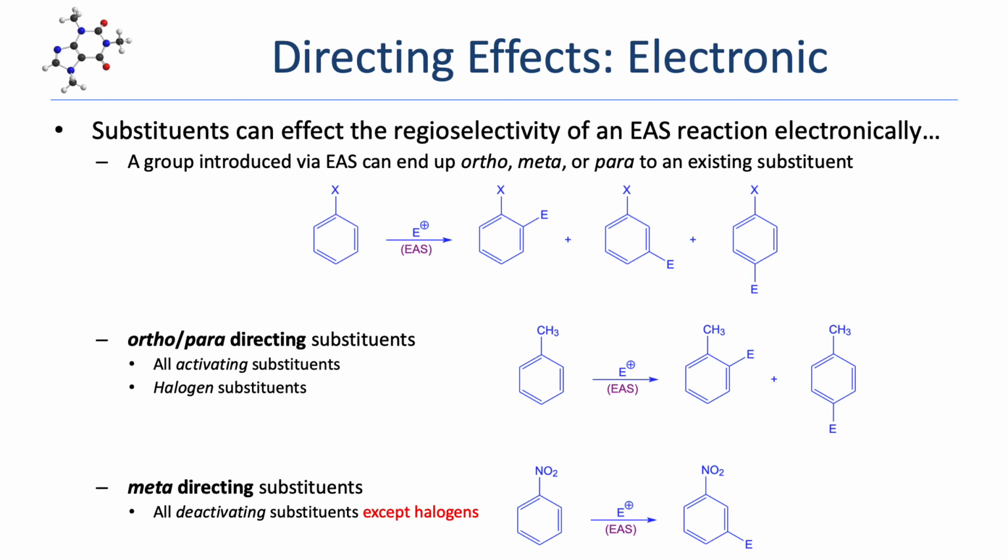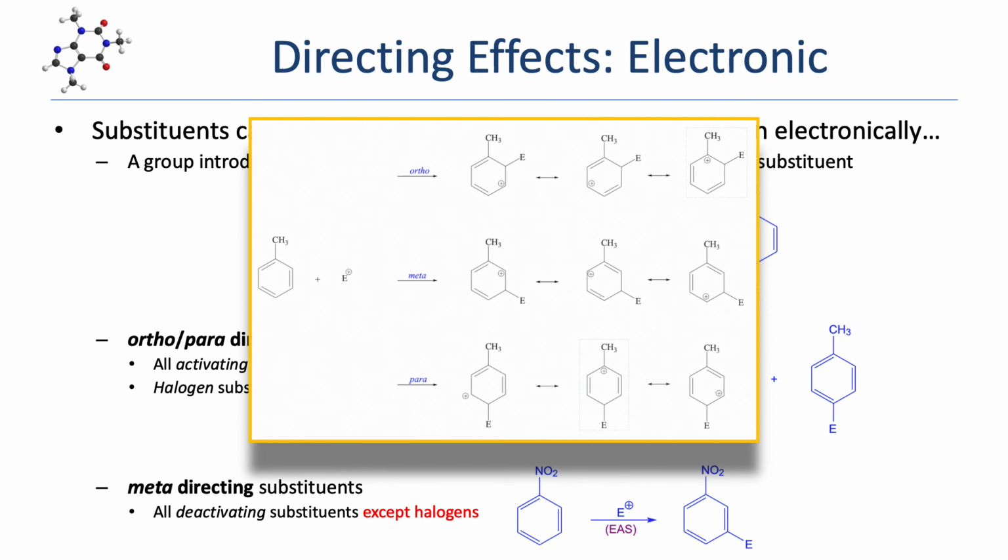Meta-directing substituents are those that tend to direct EAS reactions to give the meta product, largely to the exclusion of the ortho and para products. Conveniently, all deactivating substituents except halogens are meta-directors. In order to see why these trends in regioselectivity exist, we need to take a closer look at the reaction mechanism. So here I show an EAS reaction of toluene, which has an inductive activating group.